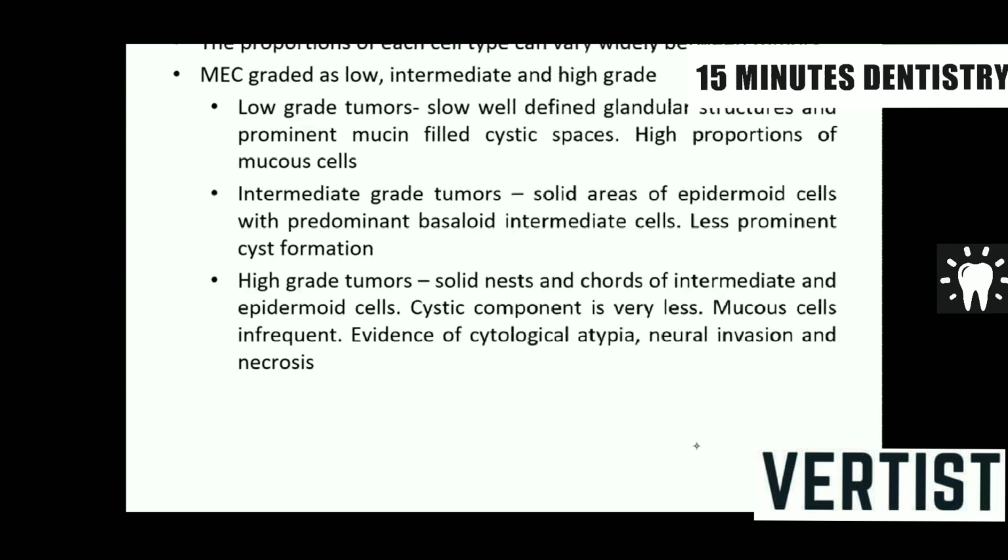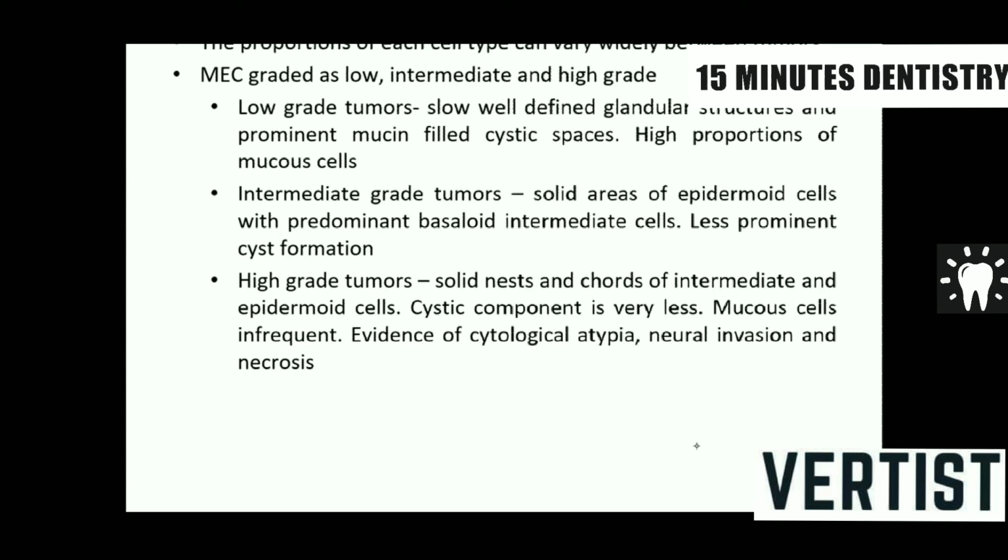The proportions of each cell type can vary widely between tumors, and mucoepidermoid carcinoma is graded as low, intermediate, and high grade. Low grade tumors show well-defined glandular structures and prominent mucin-filled cystic spaces. There is a high proportion of mucus cells. Intermediate grade tumors have solid areas of epidermoid cells, predominant intermediate cells, and less prominent cyst formation. High grade tumors show solidness and cores of intermediate and epidermoid cells. Cyst component is very less, mucus cells are infrequent, and what is seen is cytological atypia, neural invasion, and necrosis.